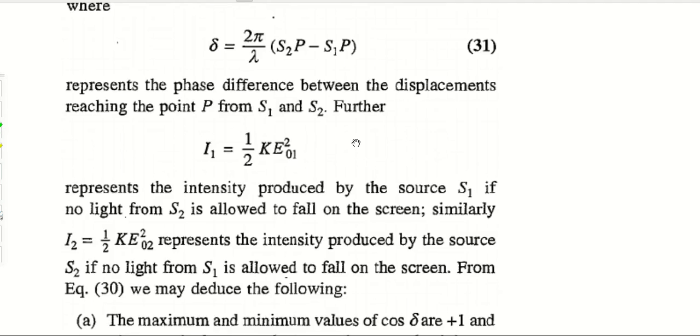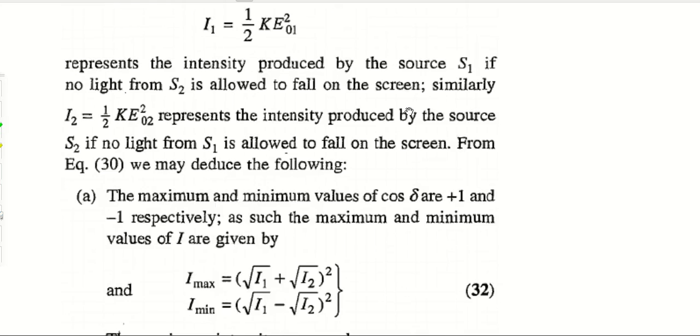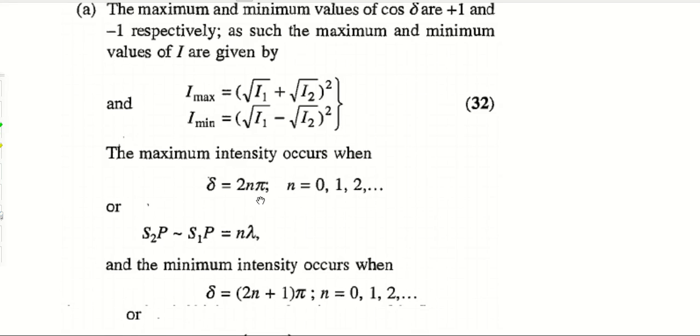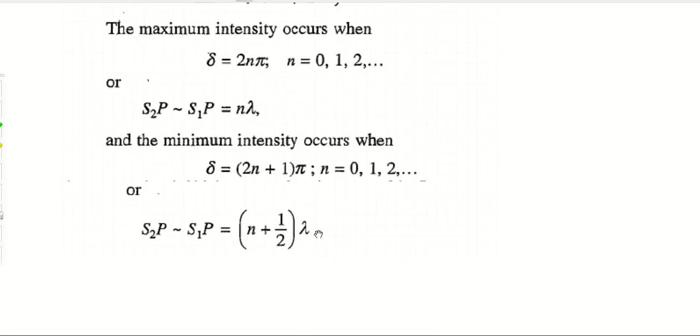And the most important thing, when do the maximum and minimum conditions appear? The maximum appears when cos delta is equal to +1, that is a constructive interference, or the bright fringe appears. Cos delta equal to +1 means delta is equal to 2n pi, where n is equal to 0, 1, 2, 3. So put the value of delta, you will get S2p minus S1p is equal to n lambda. So the path difference will be n into lambda to get the maximum intensity, and similarly the path difference is (n plus half) into lambda, you will get the minimum intensity.